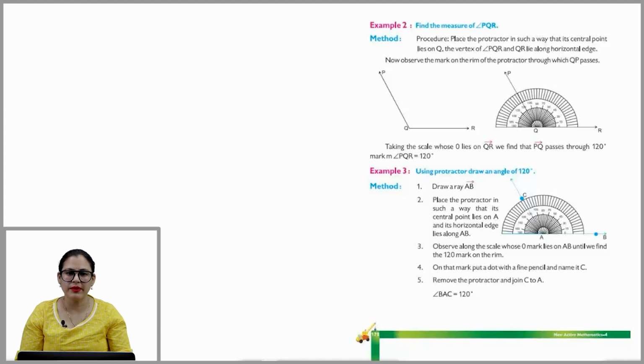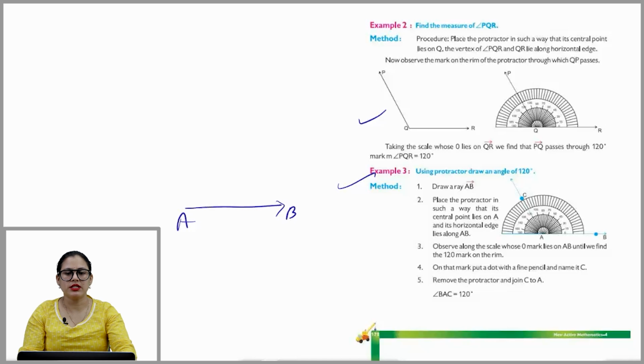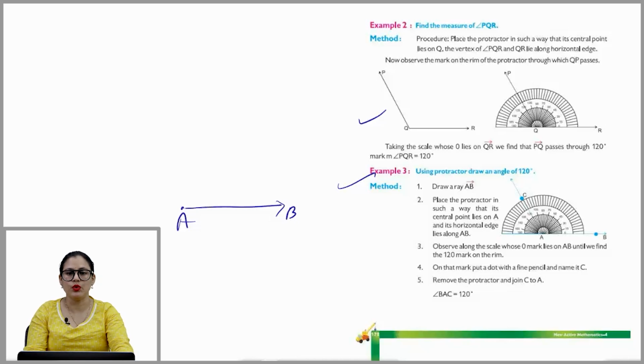Example 2, find the measure of angle PQR. In a similar way, you will find the measure of this angle, okay, by using protractor. Next, example 3, using protractor, draw an angle of 120 degrees. Method. First, you will draw a ray AB, okay. 2, place a protractor in such a way that its central point lies on A and its horizontal edge lies along AB.